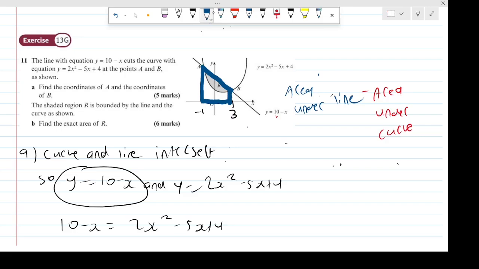I've got a trapezium. So what you could do then is find the area in the trapezium here. You'd have to find the area of the trapezium.